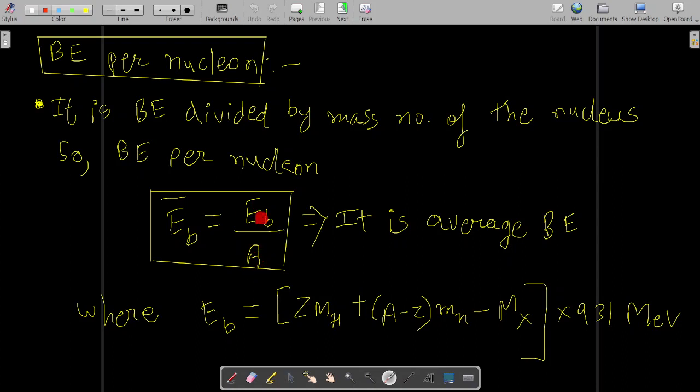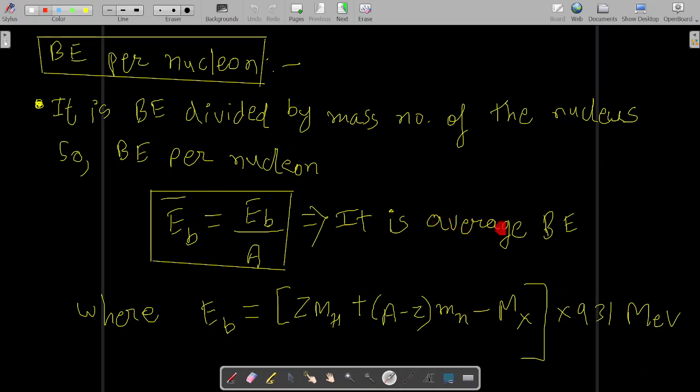So total binding energy divided by total number of nucleons, or total mass number, is equal to your binding energy per nucleon. It is basically your average binding energy. So EB bar is equal to EB divided by A. Binding energy divided by mass number of the nucleus, or binding energy divided by total number of nucleons, both are the same. So binding energy per nucleon is given something like this.